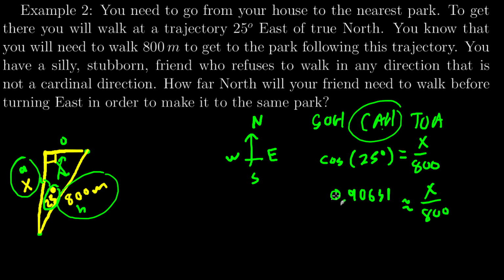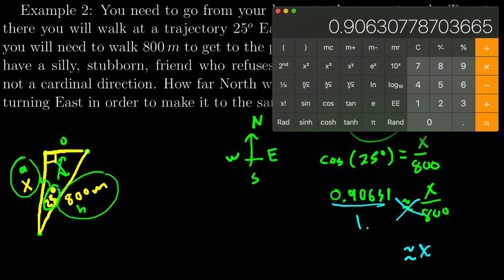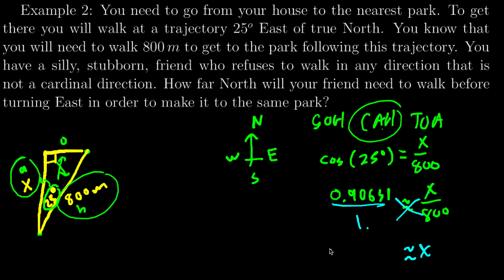I will set up a little proportion. I will cross multiply. 1 times x gives me x. 800 times 0.90631. So times 800 gives me 725.046. And these are in meters, so I put a little meters on that.